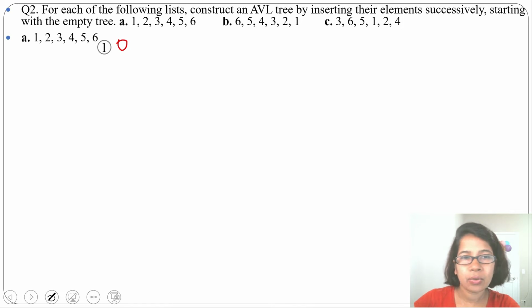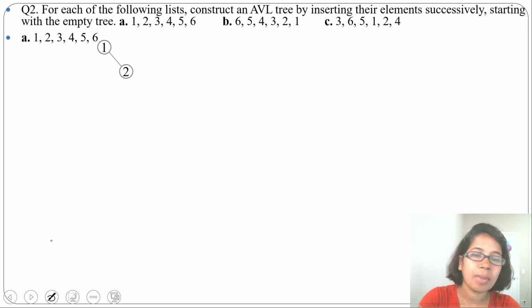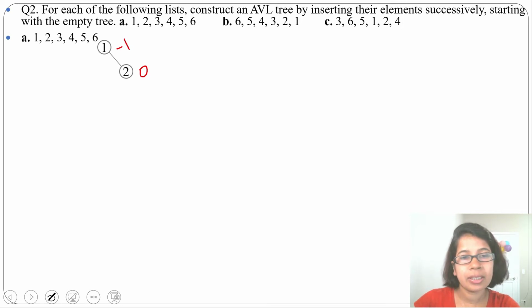Next we'll insert 2. 2 is greater than 1, so it will be the right child of 1. Now balance factor of 2 will be 0. Balance factor of 1 will be minus 1. Next insert 3. 3 is greater than 2, so 3 will be the right child of 2. Now check the balance factor. Balance factor of 3 is 0. Balance factor of 2 is minus 1. Balance factor of 1 is minus 2.